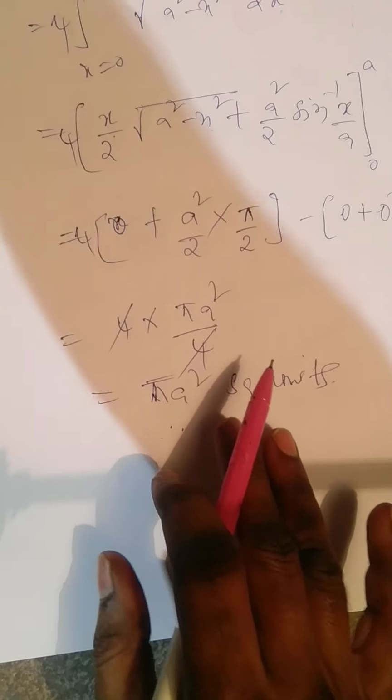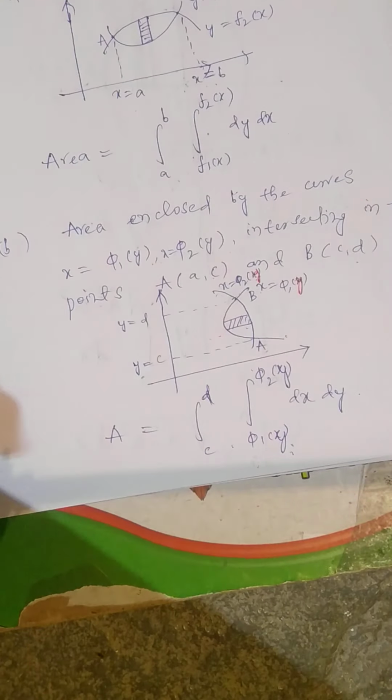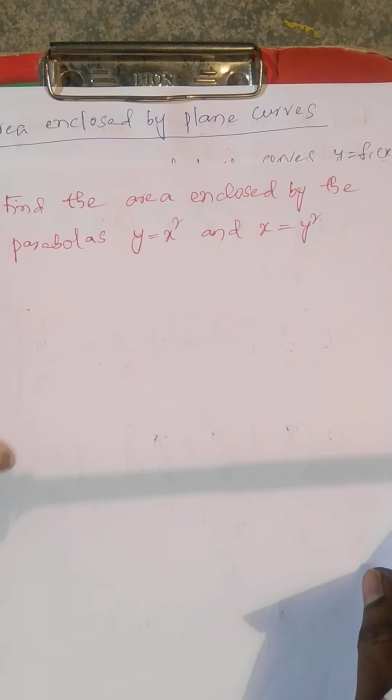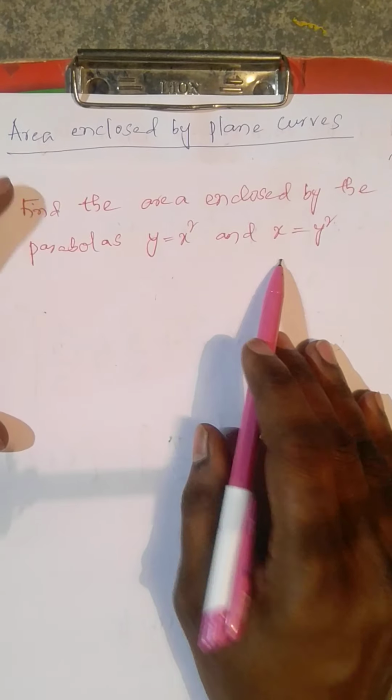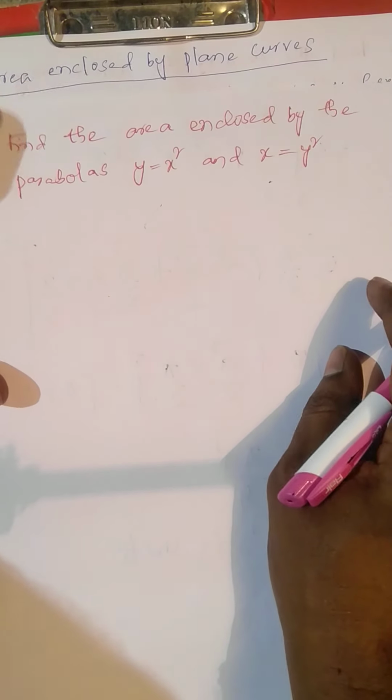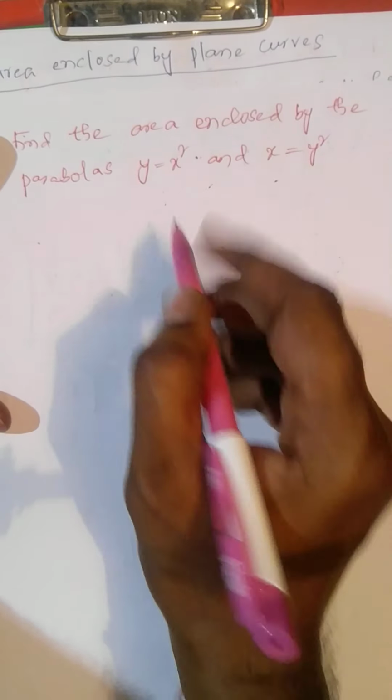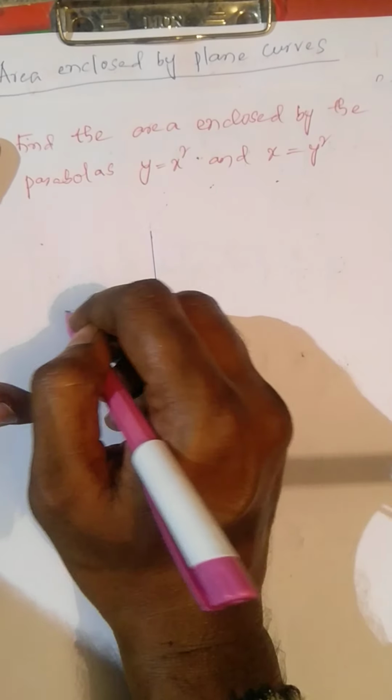Okay, we'll see one more example. Suppose you want to find the area enclosed by the parabolas y equals x square and x equals y square. Okay, so we are finding the area enclosed by the parabolas y equals x square and x equals y square. Let's draw the diagram.